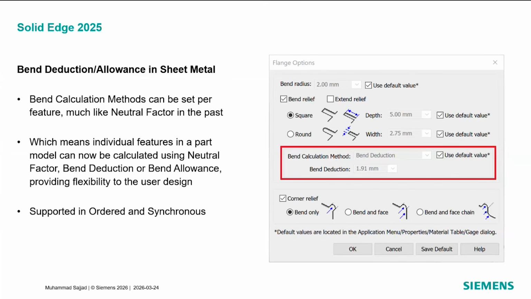Now, the bend calculation method can be set for each individual feature, much like it was in the past with the neutral factor. What this means is that you can control how each feature is calculated, whether it's through a neutral factor, a bend deduction, or bend allowance. This is just to provide greater flexibility to the user. This is supported in both ordered as well as synchronous environments.